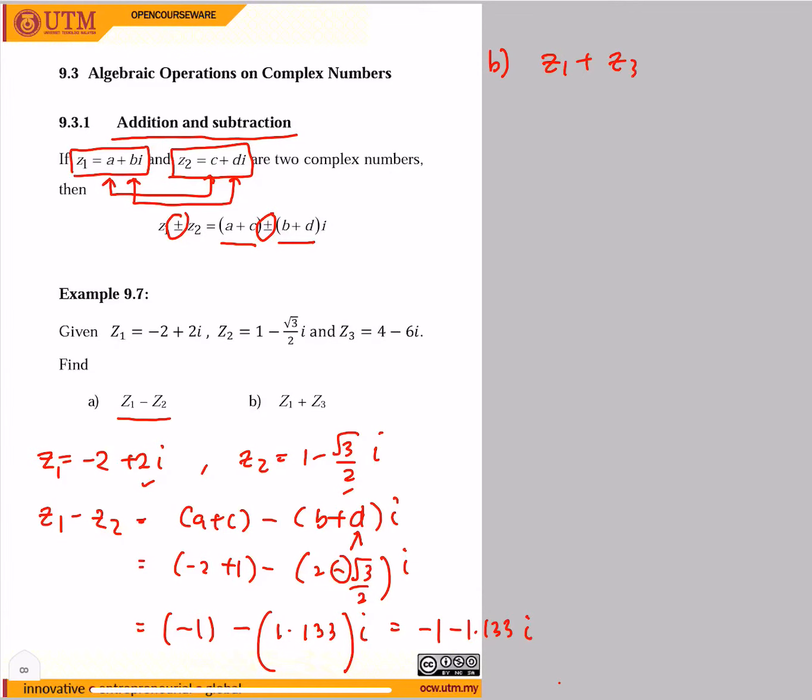Z1 plus Z3. So we will have A plus C, plus B plus DI. Our A is negative 2, our C is 4, plus B is 2, D is negative 6i. So we'll have 2 minus 4i for Z1 plus Z3.